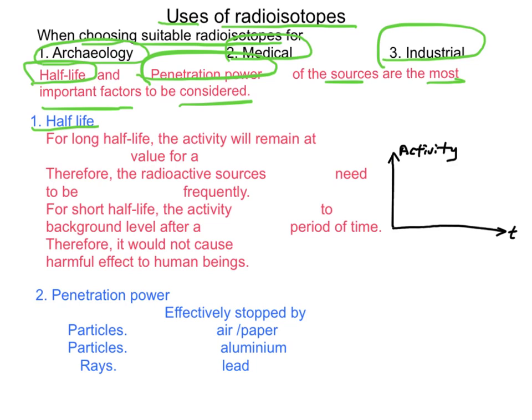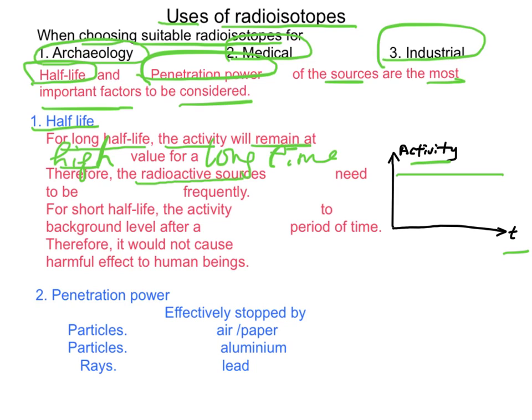If the radioisotope has a long half-life, then the activity of the source will remain at a high value for a long time. To show it in the graph, activity against time t for long half-life, the activity graph will be like this one. And the activity remains at a high value for a long time. In this case, the radioactive source doesn't need to be replaced regularly.